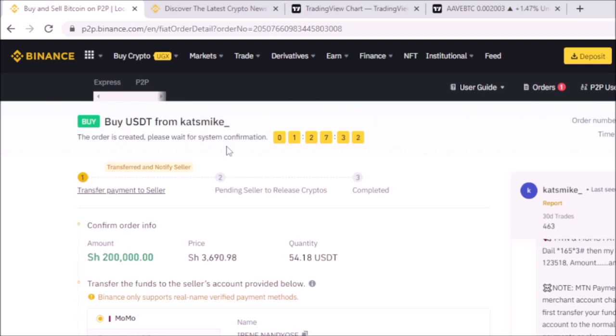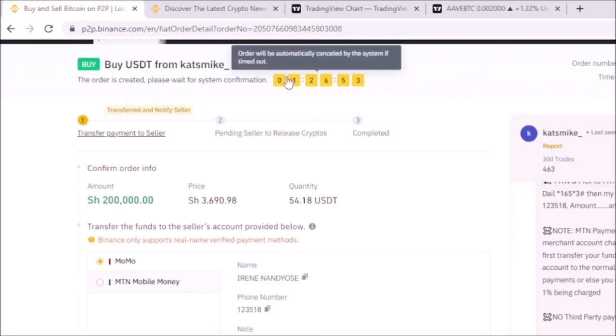The first thing you have to do, remember, the first step is to transfer payment to the seller, the seller who is selling you crypto. So you have to transfer your amount to that seller on this very number. They will give you the order time. Once this time is out, the order will be automatically cancelled by the system and timed out.